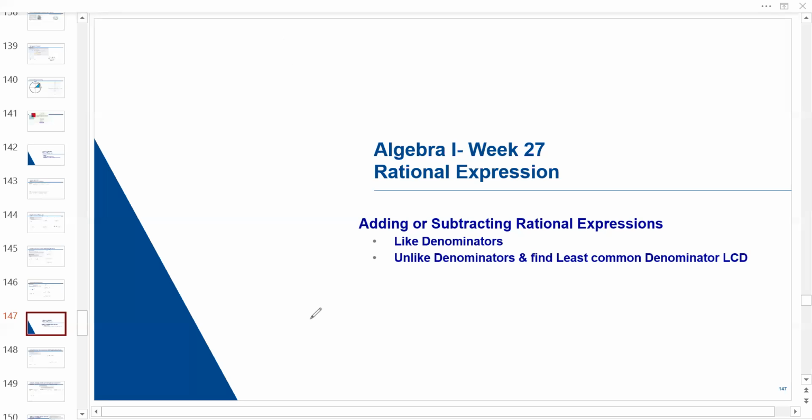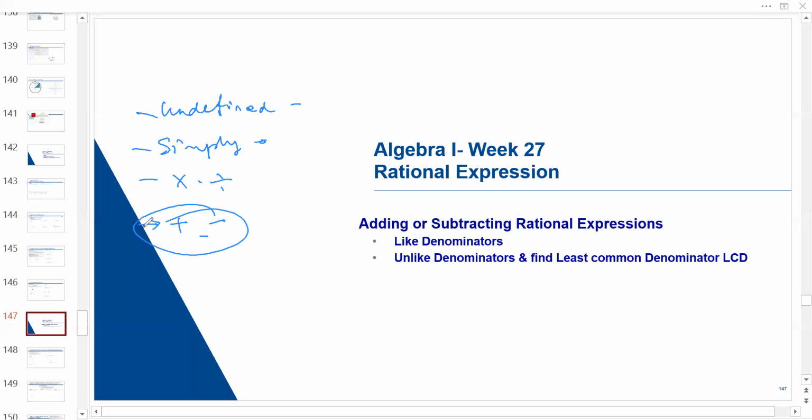So since we learn a rational expression, we already learned how to simplify, right? We find an undefined situation, undefined rational expression, and simplify, we learn times and divide. Right now we move on, plus and minus. That's today's topic, adding and subtraction. Okay, so adding and subtractions.